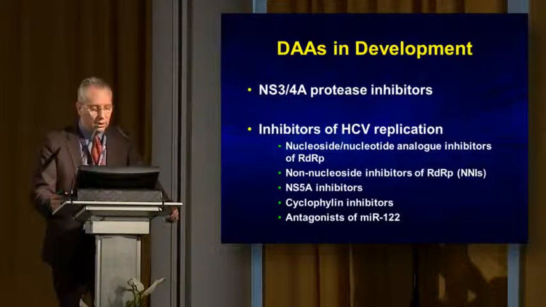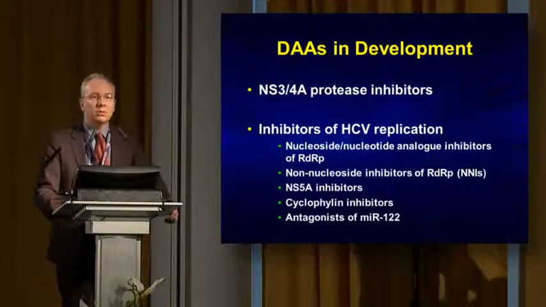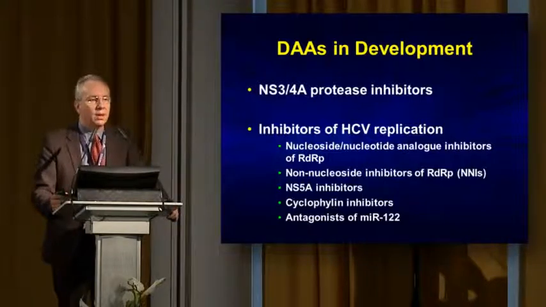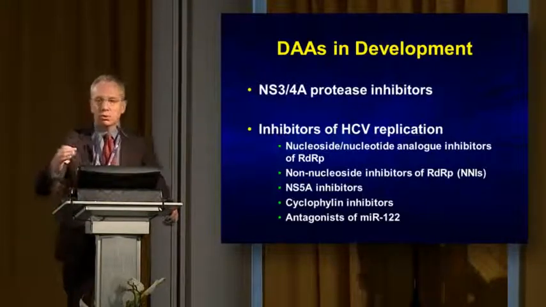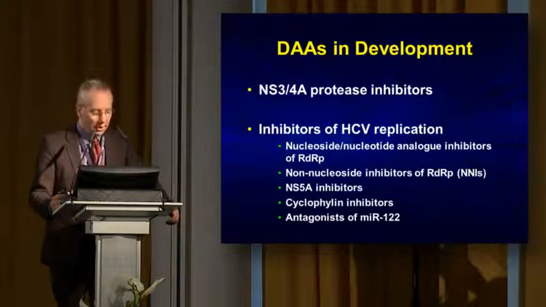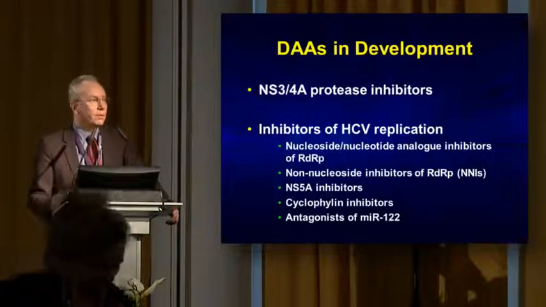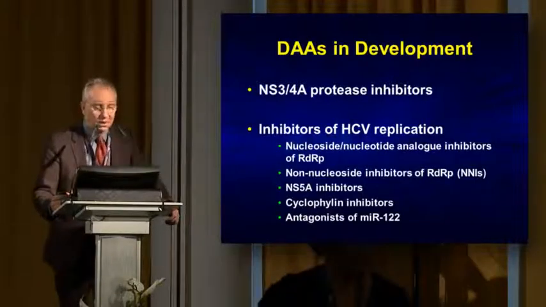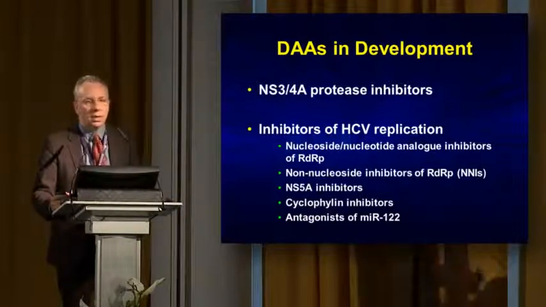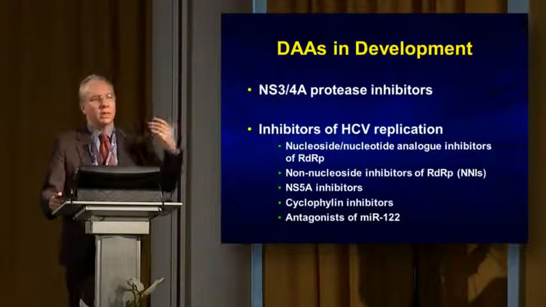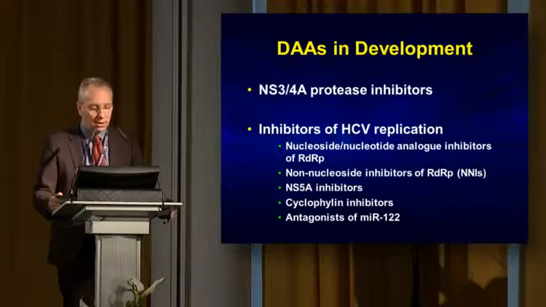And these include the nucleoside and nucleotide analog inhibitors of the RNA polymerase, the non-nucleoside inhibitors of the RNA polymerase, and the NS5A inhibitors. These three groups are direct-acting antivirals that target the virus, and there are also two classes of host-targeting agents. The first are the cyclophilin inhibitors, and the second are antagonists of microRNA 122. All of these drugs have the same target, which is inhibiting viral replication. I would like to discuss issues related to resistance for each of these groups.